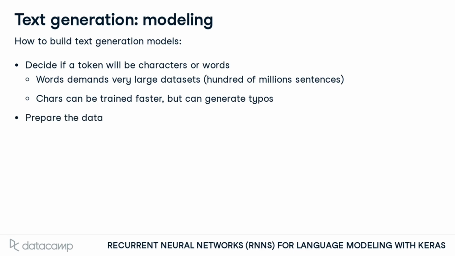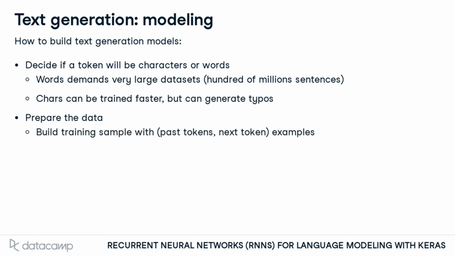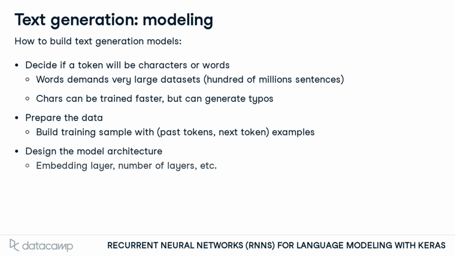Then, you need to prepare the data for training. That means to create vectors of past tokens and next token. The next step is to design the architecture of the model, choosing to use an embedding layer, how many RNN layers, and so on. Finally, train the model, see the outcome and make adjustments.